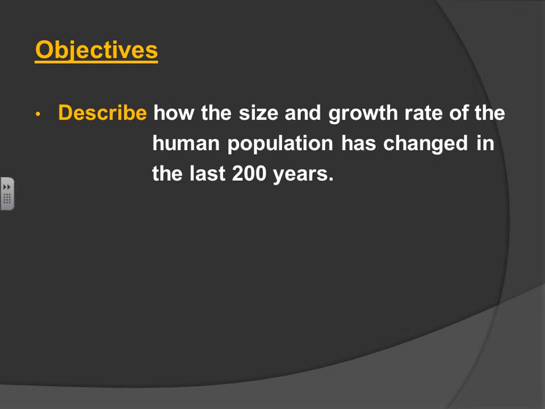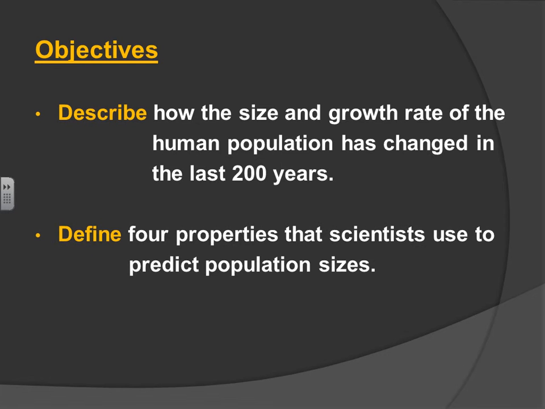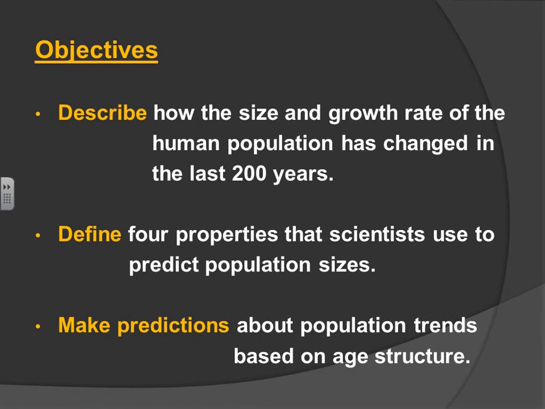So today we're going to specifically look at how the size and growth rate of human population has changed, not just in the last 200 years, even though that's where we're going to focus, but also over a longer period of time. And we're going to talk about what the four properties are that scientists use to predict population sizes. We're also going to talk about how population trends allow scientists to make predictions based on something called age structure.